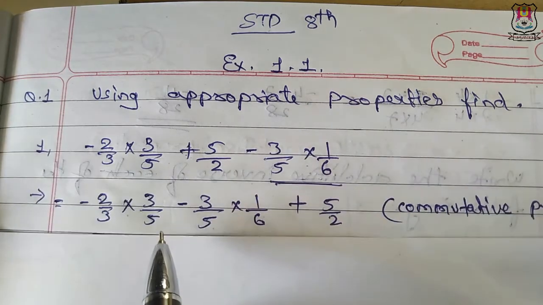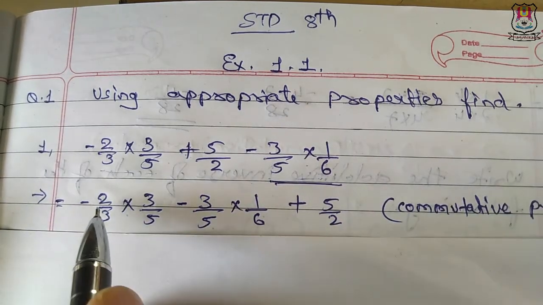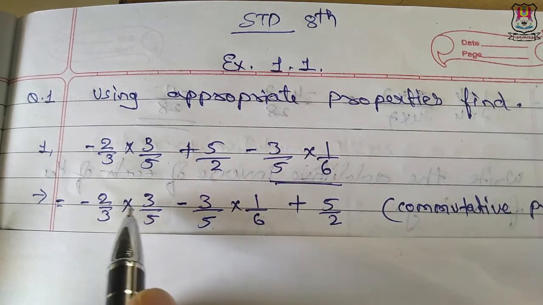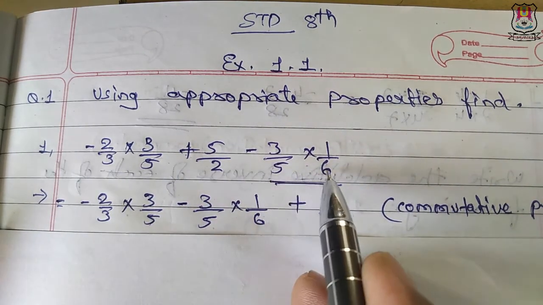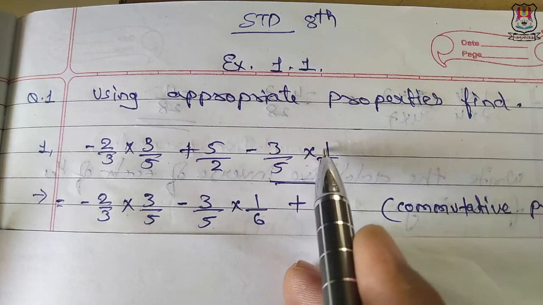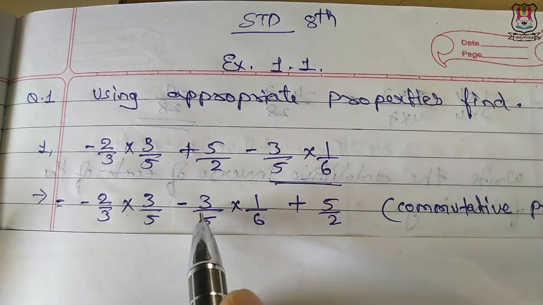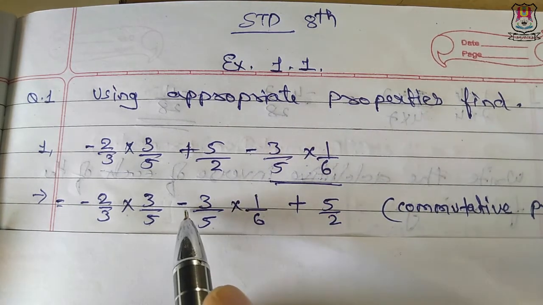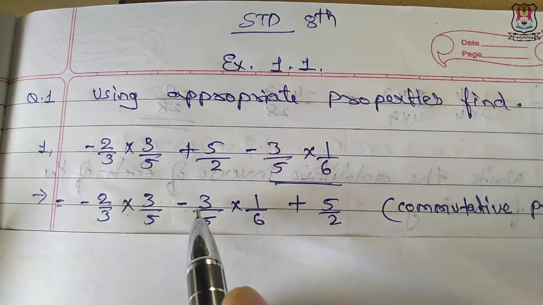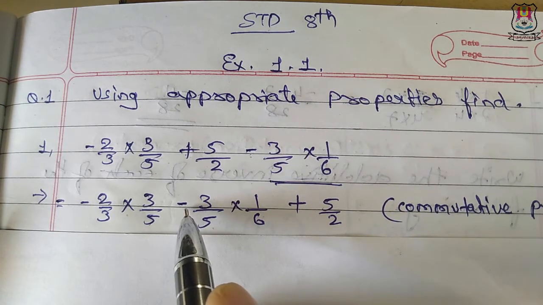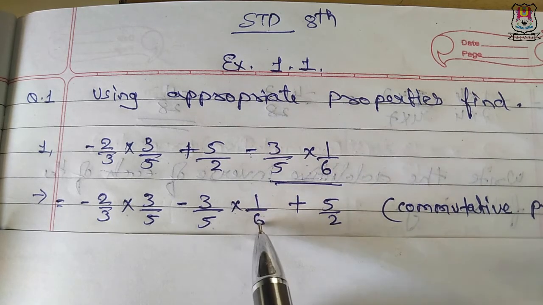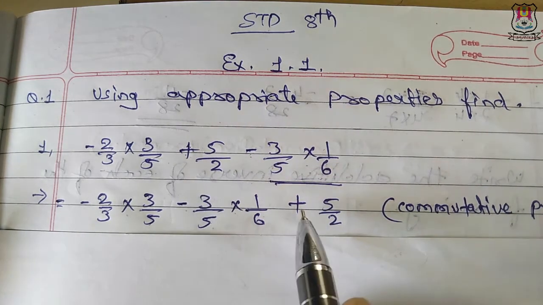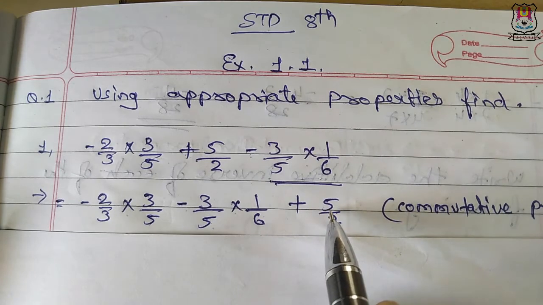So the next step becomes like this, minus 2 upon 3 multiplied by 3 upon 5 as it is. Now this whole multiplication, minus 3 upon 5 multiplied by 1 upon 6, is shifted onto the left side with its minus sign. You can see it over here, this minus is over here. Minus 3 upon 5 multiplied by 1 upon 6, and this plus 5 upon 2, this rational number is shifted onto the right side.